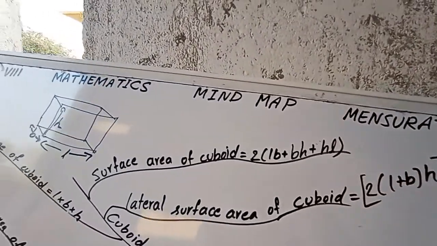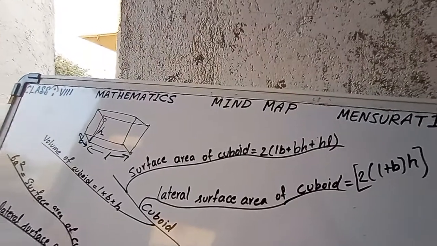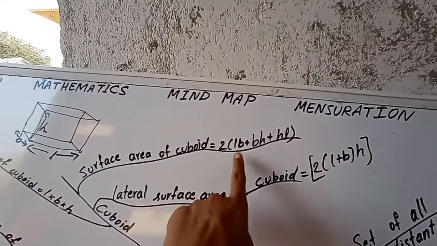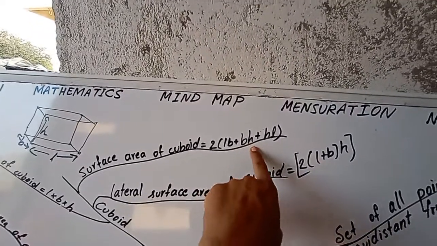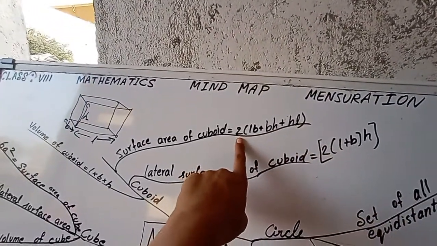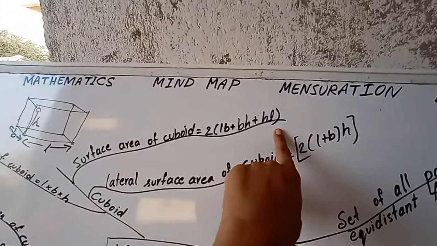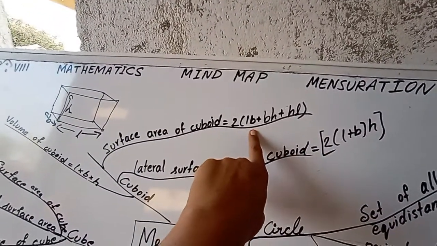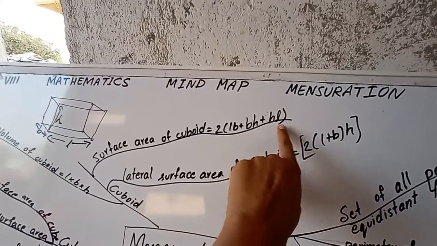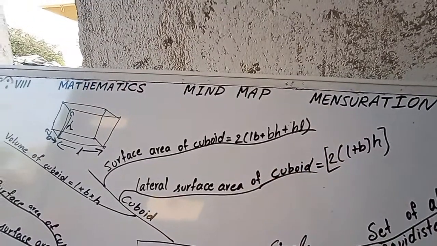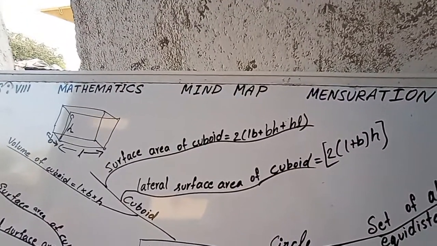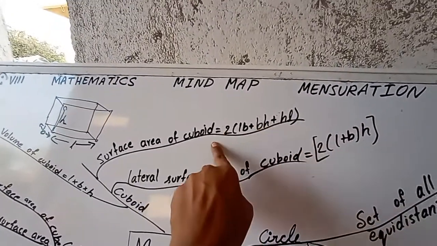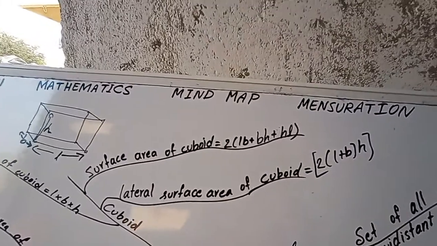If we go for the surface area of a cuboid, it is 2 into (lb plus bh plus hl). There are a total of 6 faces, and all those 6 faces are rectangular in shape. So length into breadth, breadth into height, height into length. Each rectangle's area can be calculated. So these 3 into 2 total becomes 6 rectangular faces.